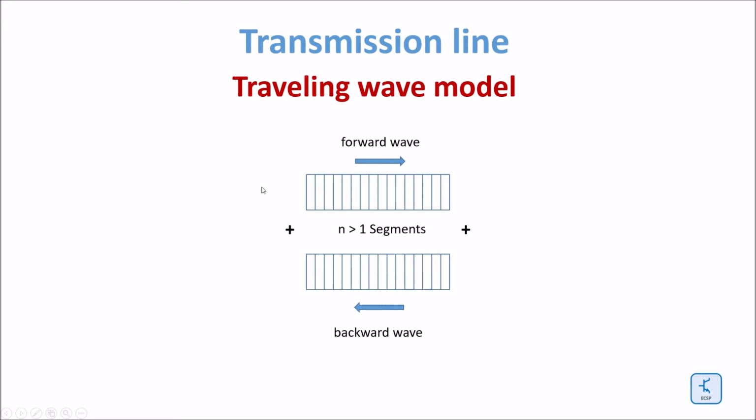At each time step, the values are passed from one segment to the next one. So if the source has a value of 1, for example, in the first time step, this value of 1 is put into the first segment. In the next time step, it is moved from the first to the second, and so on. So it moves across the array, and the same happens with the backward moving wave.